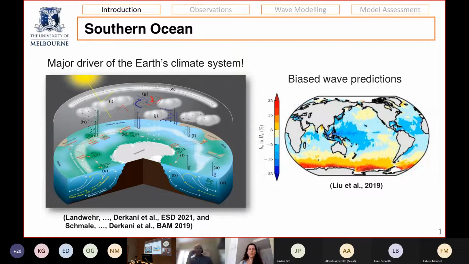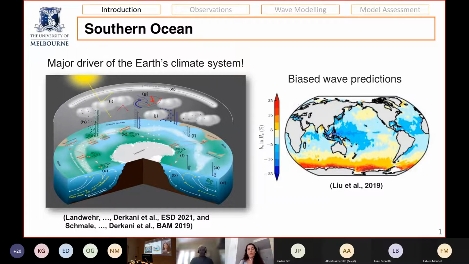First of all, let's make sure we all know where the Southern Ocean is. The Southern Ocean is the body of water below the land masses of Australia, Africa, and South America. It is also referred to as the band of water below the 60th parallel. And why are we interested in studying the Southern Ocean?